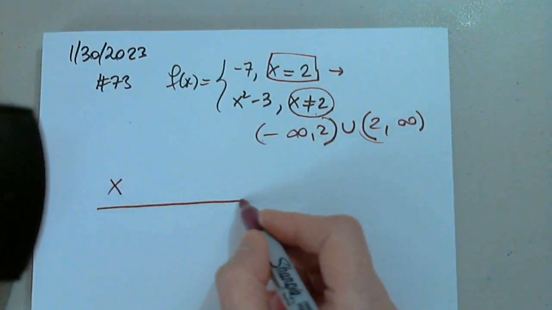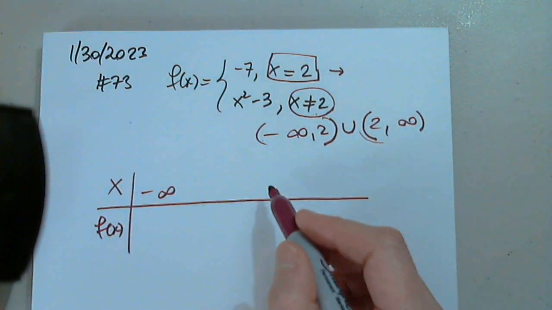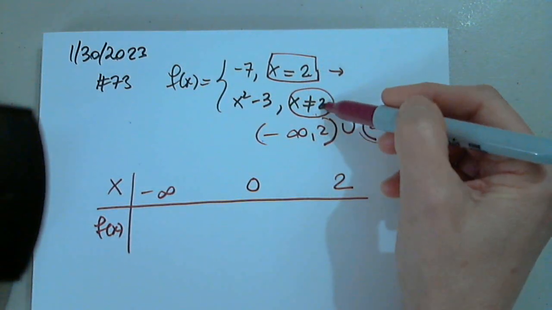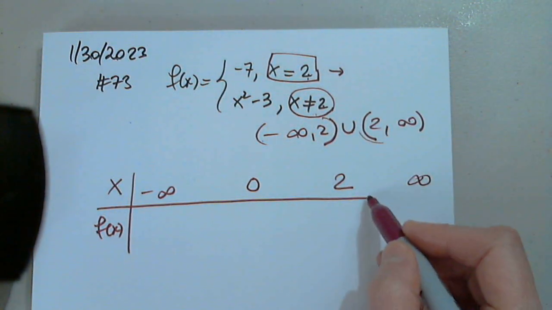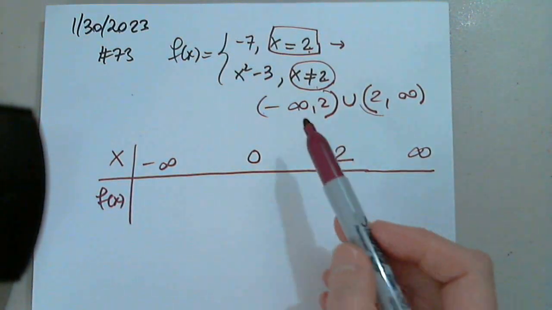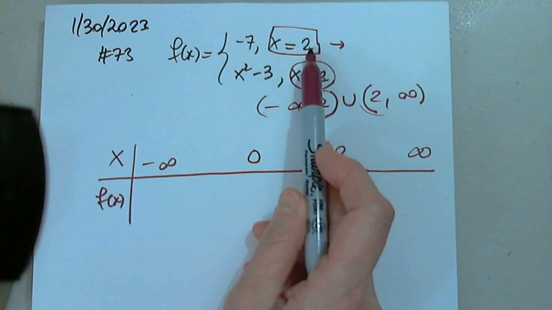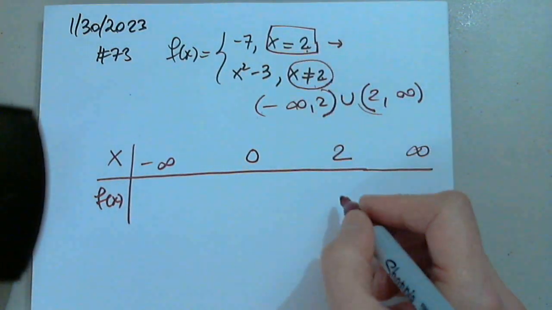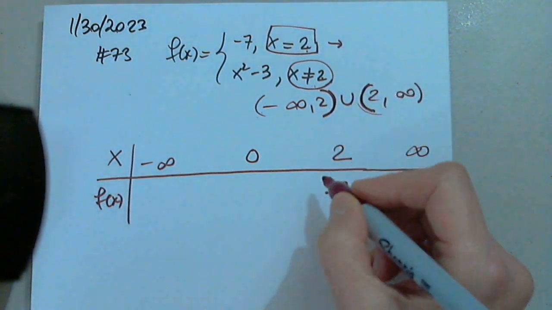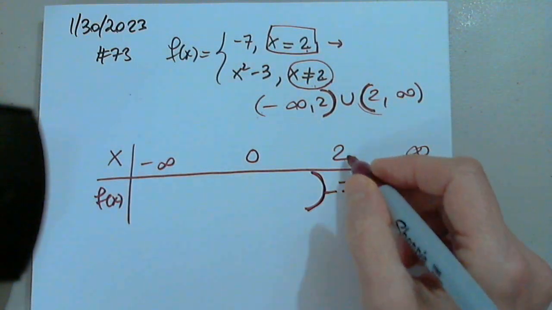I start with a little table. I have negative infinity. I have to have 0. I have to have 2. This is a key point or key x value. And infinity, because the domain is all real numbers. I have everything to the left of 2, everything to the right of 2, and I also have 2. Under 2, like we did before, I will write negative 7. But then these parentheses will tell us something else, left and right of 2.